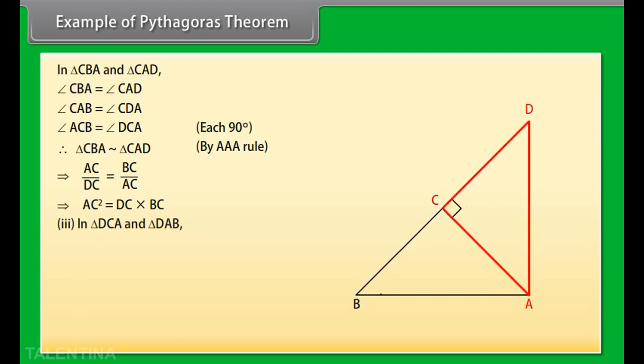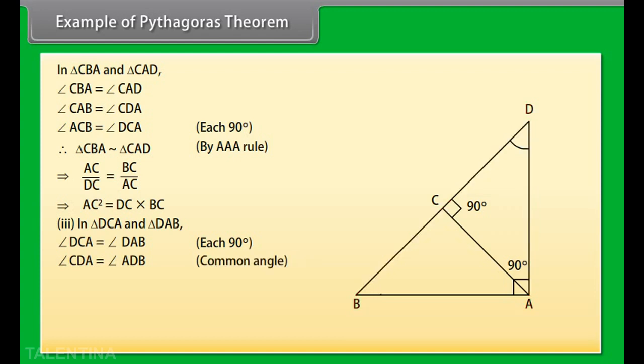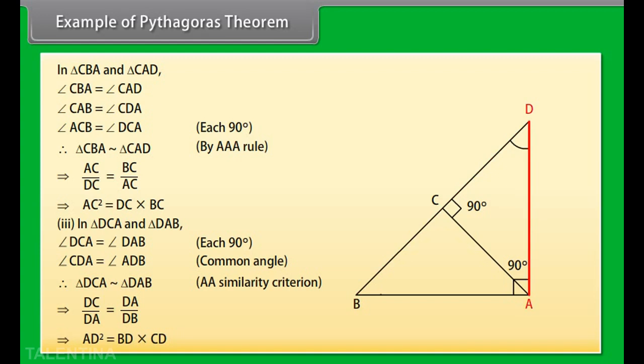3. In triangle DCA and triangle DAB, angle DCA equals angle DAB, each 90 degrees. Angle CDA equals angle ADB, common angle. Therefore, triangle DCA is similar to triangle DAB by AA similarity criterion. DC upon DA equals DA upon DB, which implies AD square equals BD into CD.